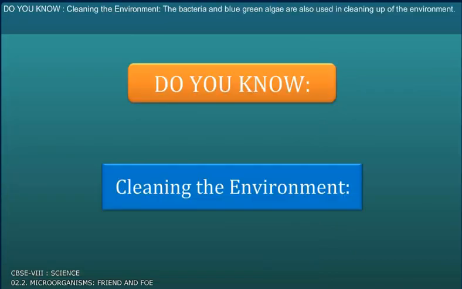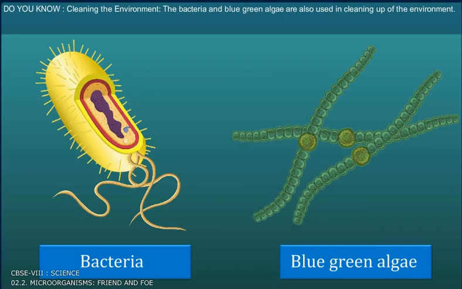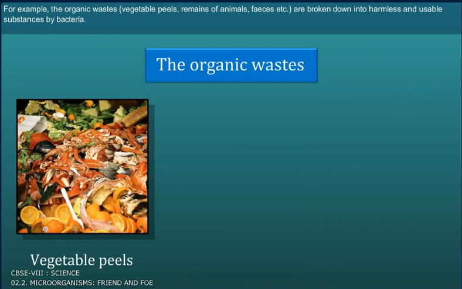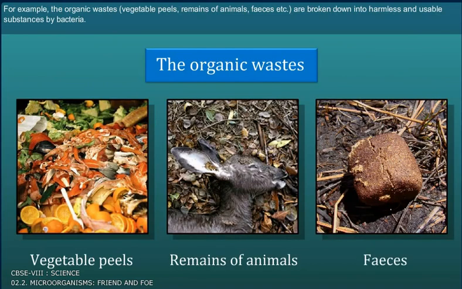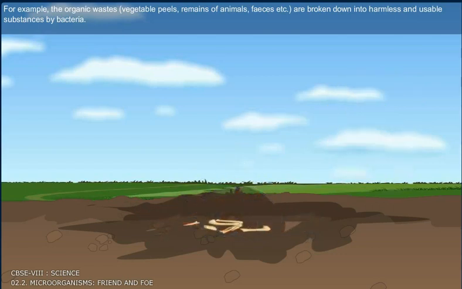Do you know? Cleaning the environment. The bacteria and blue-green algae are also used in cleaning up of the environment. For example, the organic waste, vegetable peels, remains of animals, feces, etc. are broken down into harmless and usable substances by bacteria.